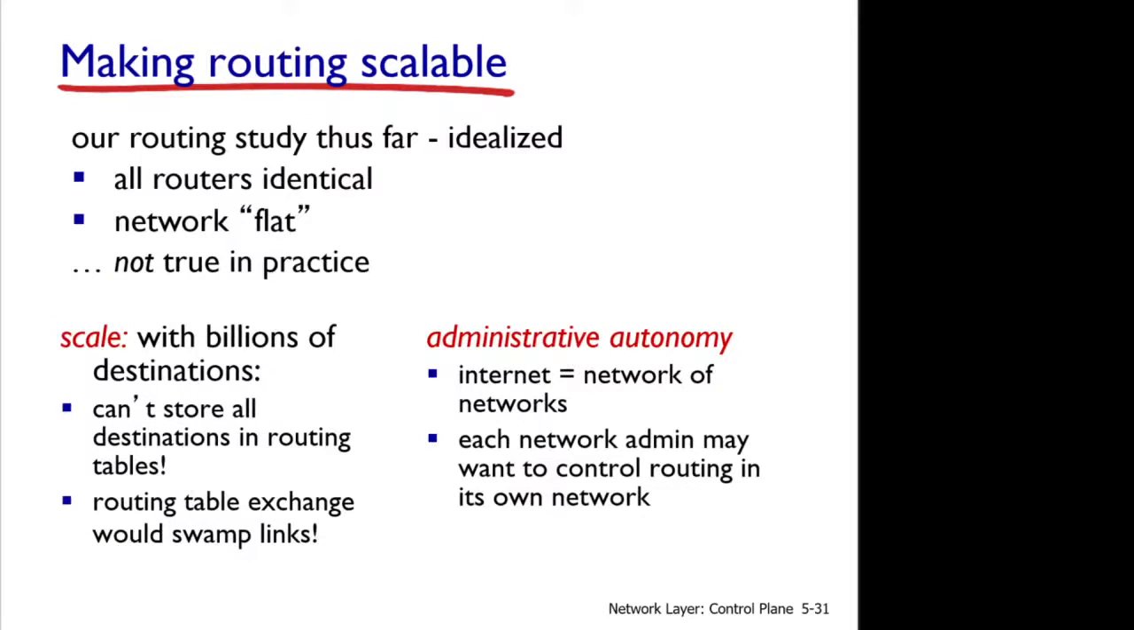Now I'm gonna fly through this stuff, and you can look at the videos in your own time for more information. So the study so far has been ideal. We've assumed all the routers are pretty much the same. We've assumed the network is flat. That's not really true in practice. In reality, there's loads of different destinations. We can't just store all destinations in the routing tables. There'd just be too much information there. So even with those address ranges that I talked about, there'd still be too much information there.